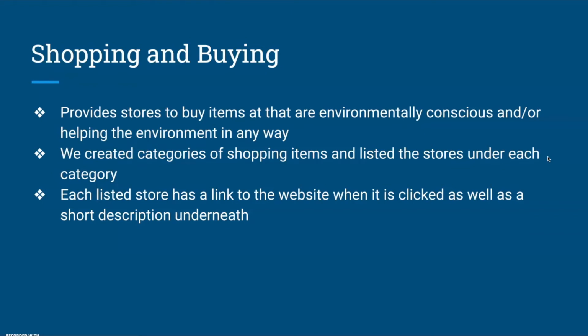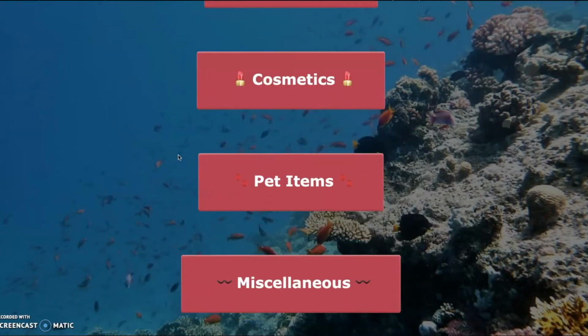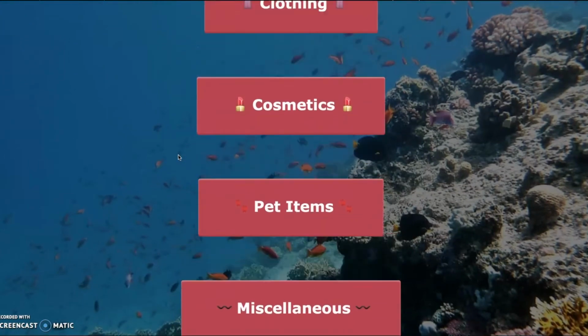The process of creating items and the chain of events that leads to a product being made is very destructive to the environment. But stores do exist that help the environment and are not as destructive to it. The first thing you see when you click on the shopping and buying button is categories of shopping items. We have categories from clothing to pet stuff.